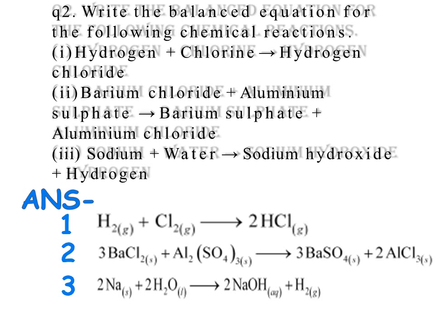Second one is barium chloride plus aluminum sulfate forms barium sulfate plus aluminum chloride. So the balanced chemical equation will be 3BaCl2 plus Al2(SO4)3 will form 3BaSO4 plus 2AlCl3. Likewise, sodium plus water will form sodium hydroxide plus hydrogen gas. So 2Na plus 2H2O will form 2NaOH plus H2 gas.